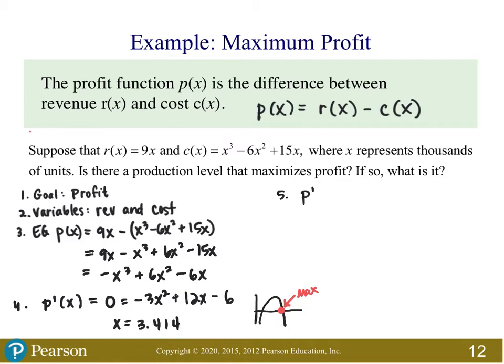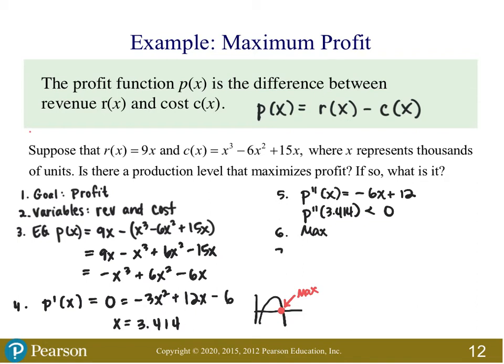So my p double prime is negative 6x plus 12. And at this value of 3.414, p double prime of 3.414 does turn out to be for sure a negative number. And so since it is a negative number, the concavity is down, and so that confirms that this would be a max. So we've confirmed that it is a max.